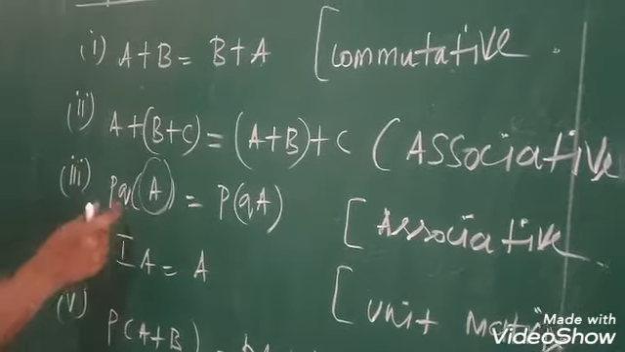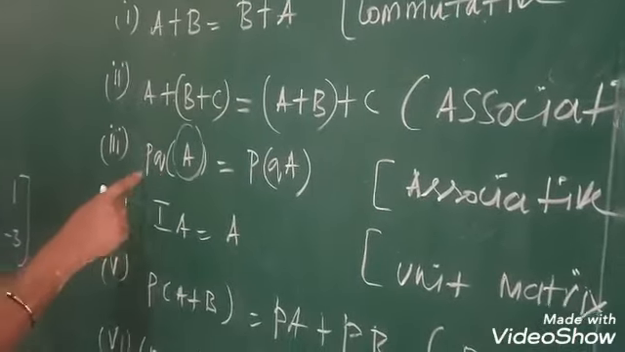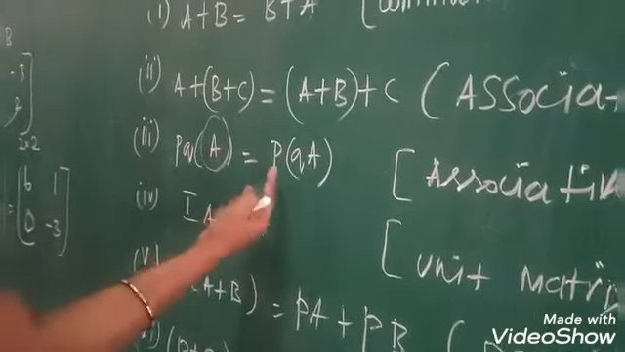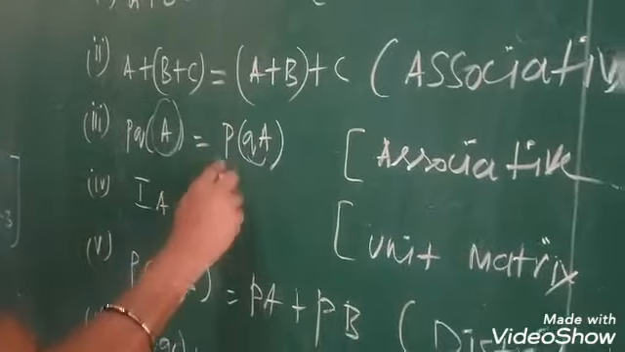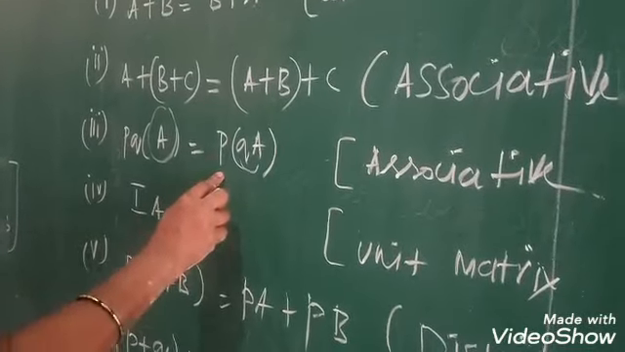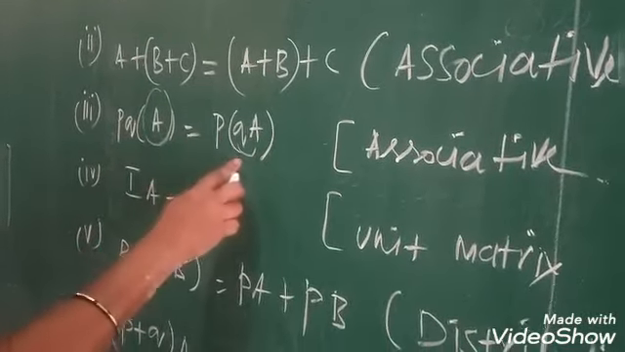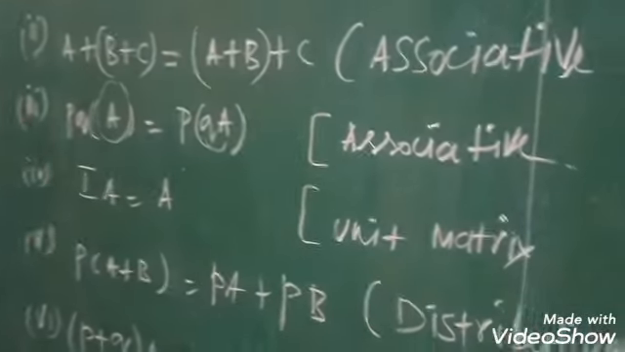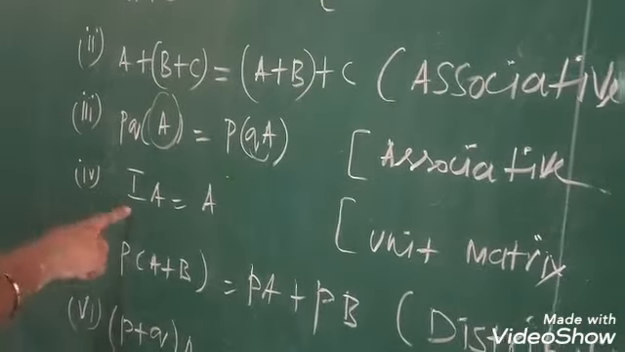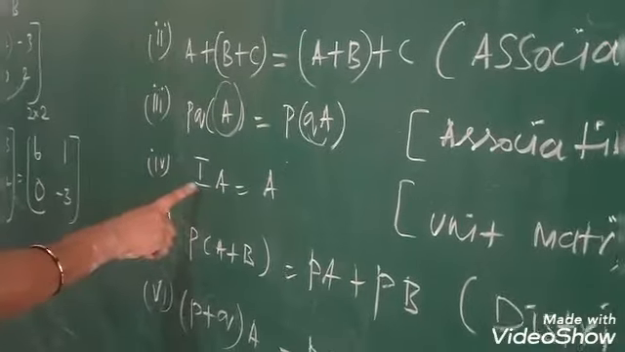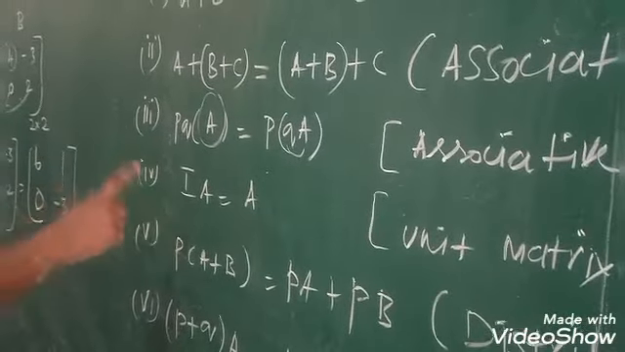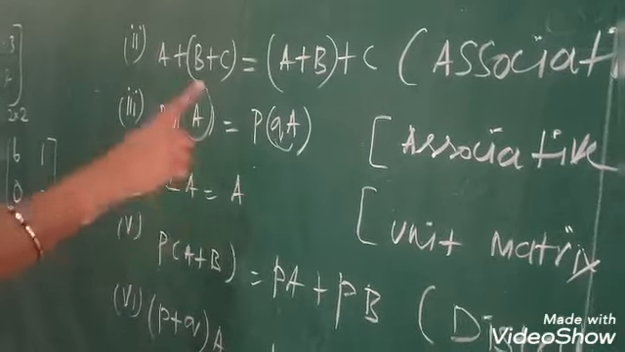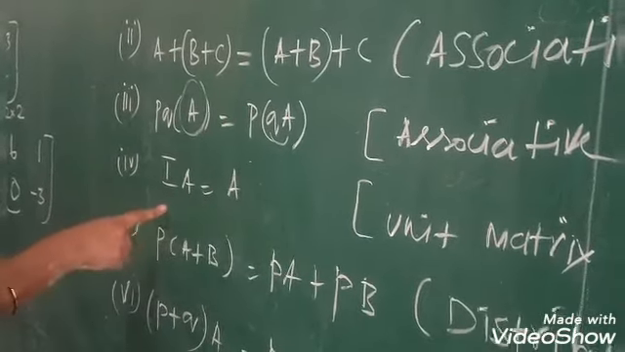If you multiply with scalars, scalar means a constant, P and Q. If you multiply first by Q and afterwards by P, the answer should not change. This is called associative in the scalar matrix. Then, as we studied yesterday, I means the unit matrix. If you multiply by the unit matrix, you will get the same matrix. Okay, this is the property.